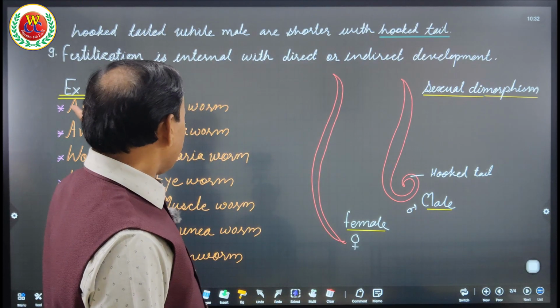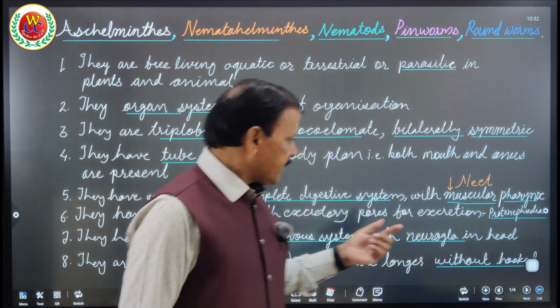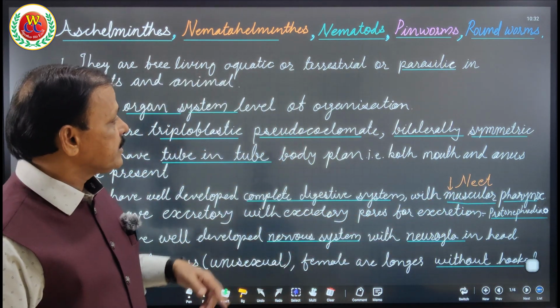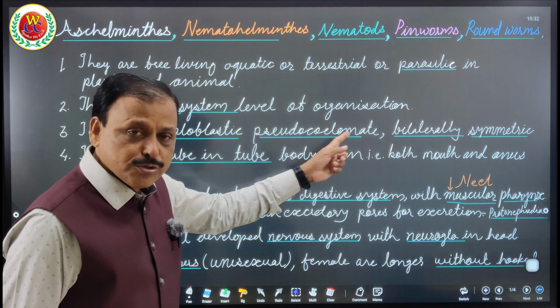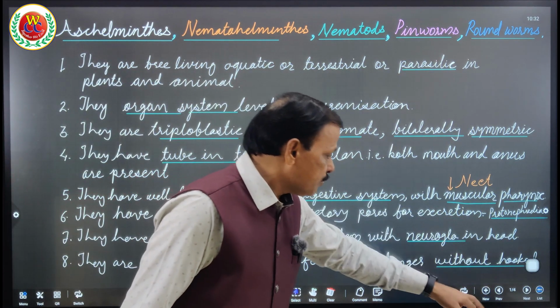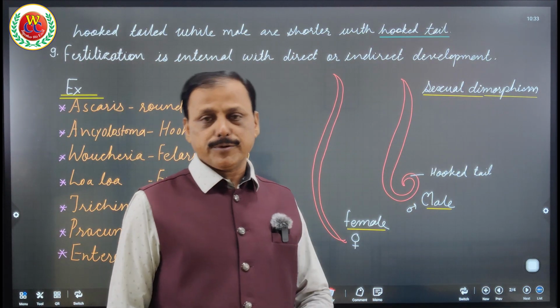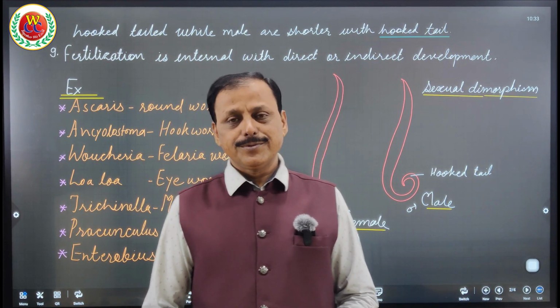I hope you got all this. To concentrate once again for a fast revision: muscular pharynx can be a point of NEET, as well as that they are pseudocoelomate for the first time, that can be a point of NEET, and excretory system through protonephridia also can be a point of NEET, as well as sexual dimorphism. I hope you got it.